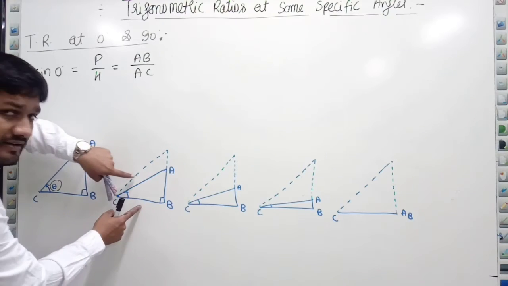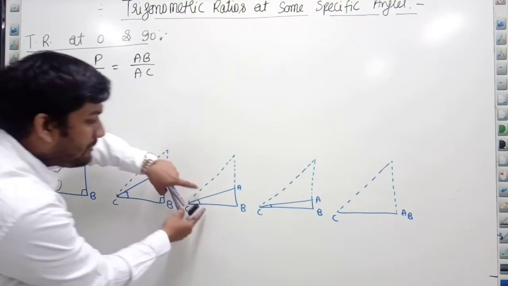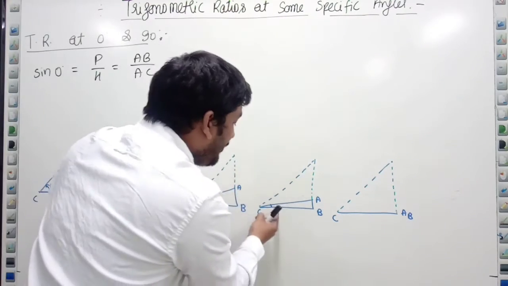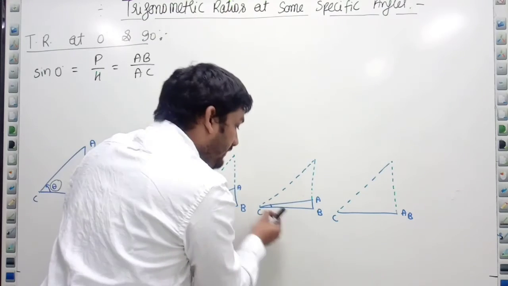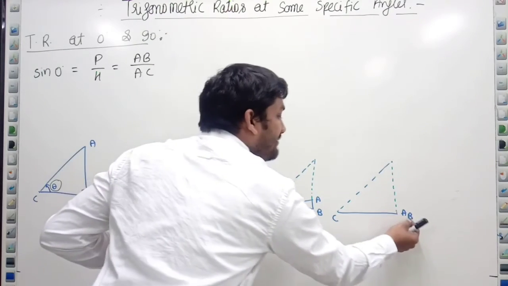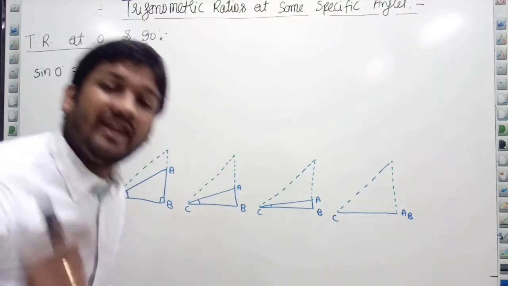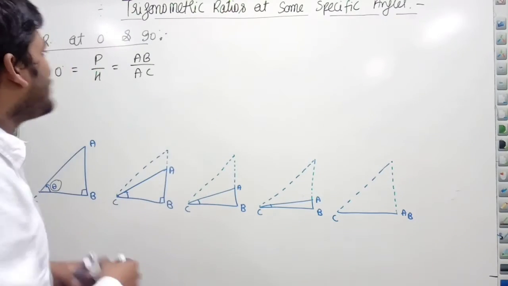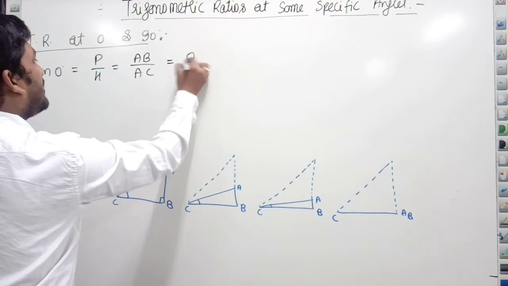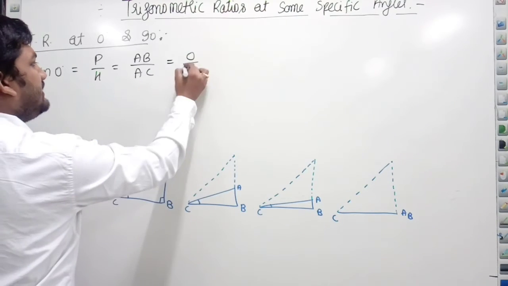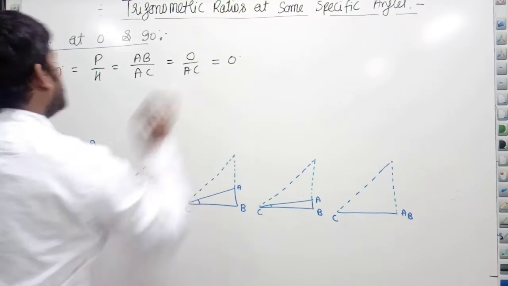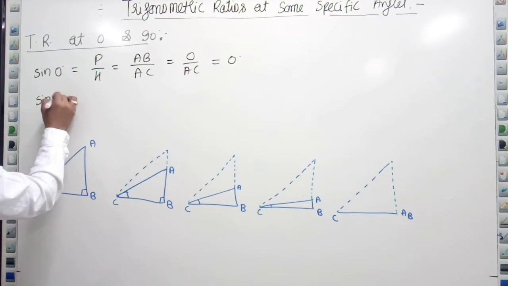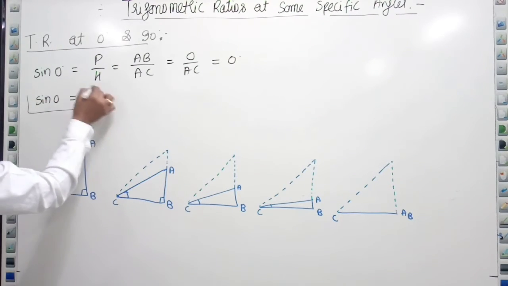Look, I reduced it, they came a little closer, I reduce more and they came closer, reduced more and they came closer. So when this will be 0, A and B will coincide, and when A and B coincide, the length of AB will be 0. So I can say 0 upon AC, where AC is some length, is equal to 0, and that is what we know, sin 0 equal to 0.